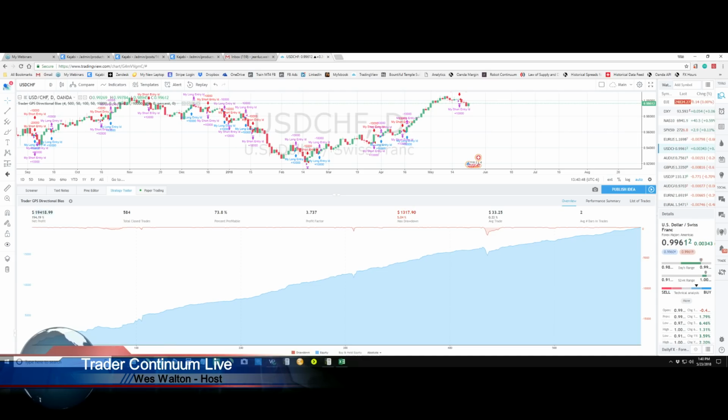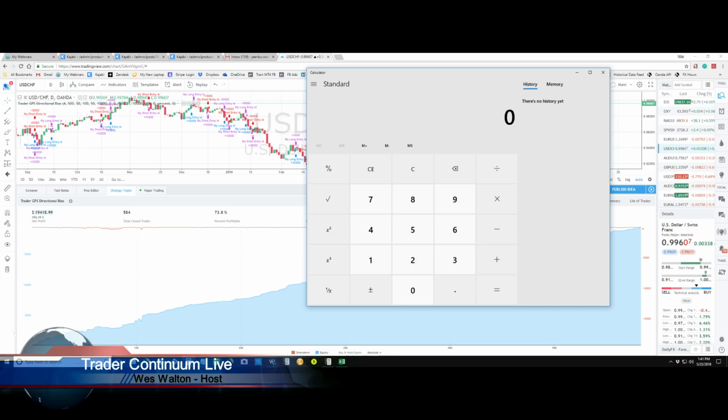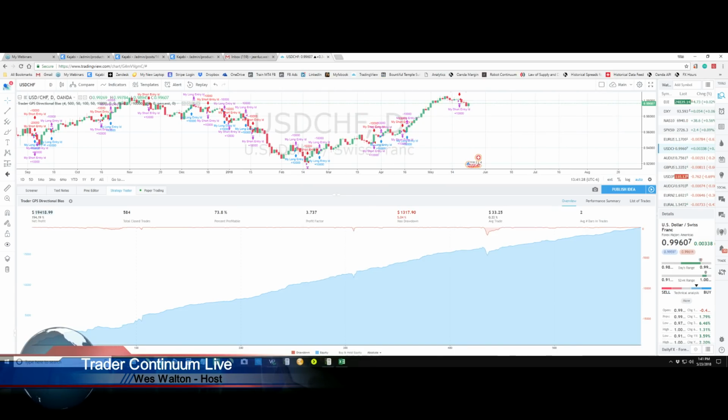Now, at the end of the 16 years, I suppose, is what we're looking at for this time frame, we made $19,418. So that's almost a 200% increase over a 16-year period of time. So if we're looking at 200% divided by 16 years, there we go, 12.5% per year. That's pretty cool. And at a 13% drawdown, that's not bad. And that's just on one currency pair.